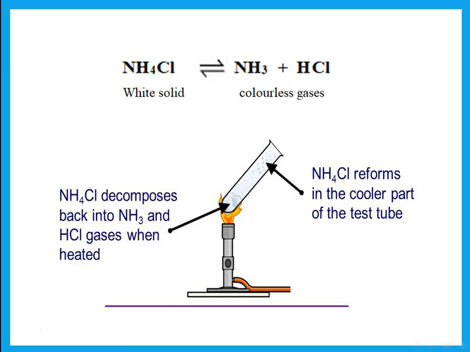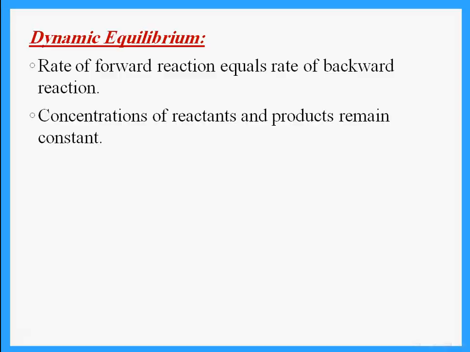Also, ammonium chloride is a white solid. If you heat it, it changes into ammonia and HCl. But remember, when we were talking about acids and bases, we said ammonia is a base, it reacts with HCl, which is an acid, and it goes back and becomes ammonium chloride. So you get the white solid again at the top of the test tube. So again, this is an example of a reversible reaction.